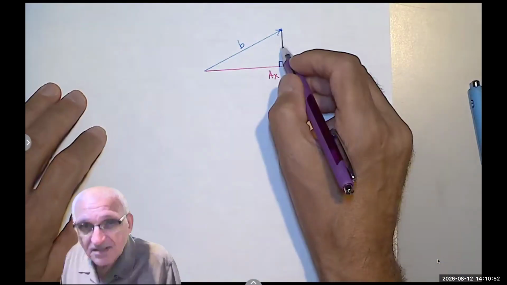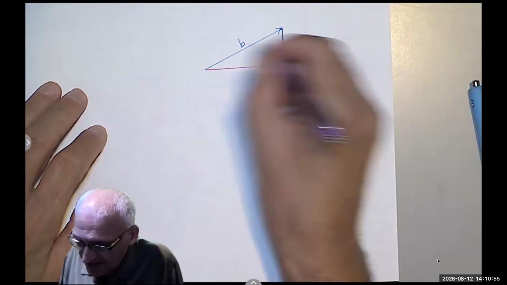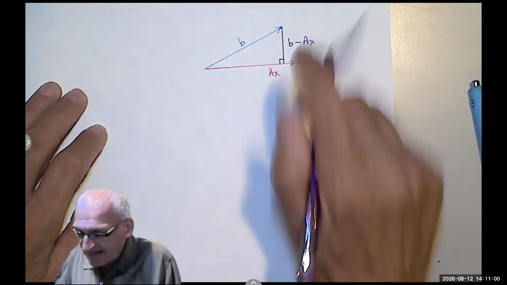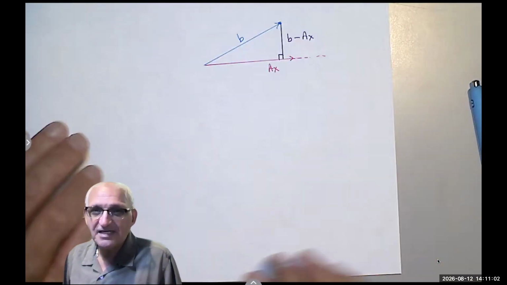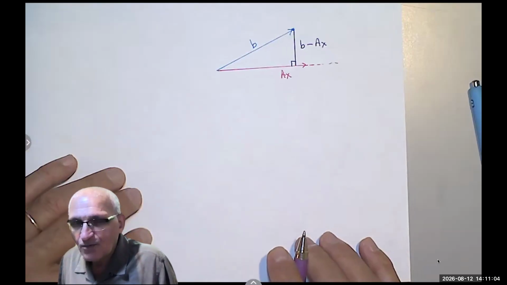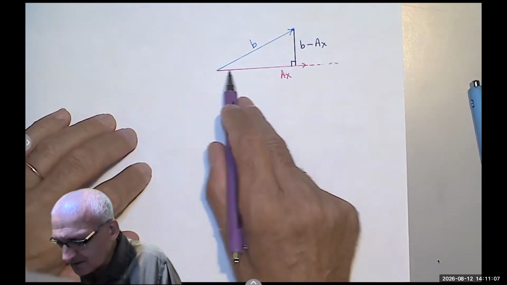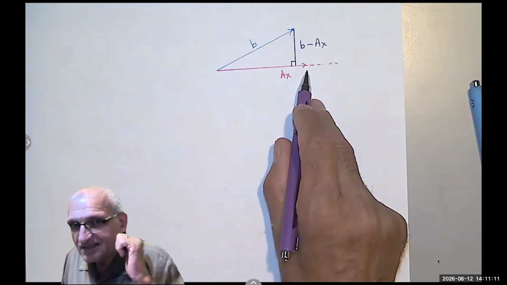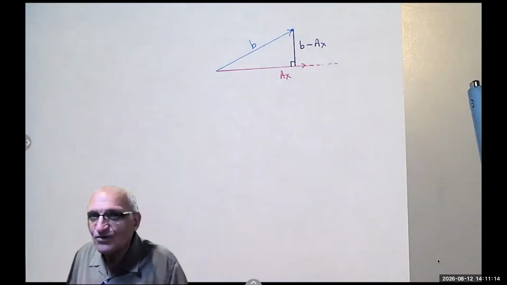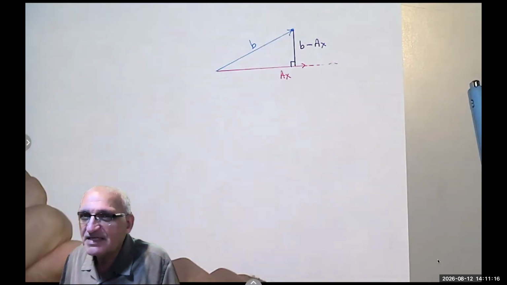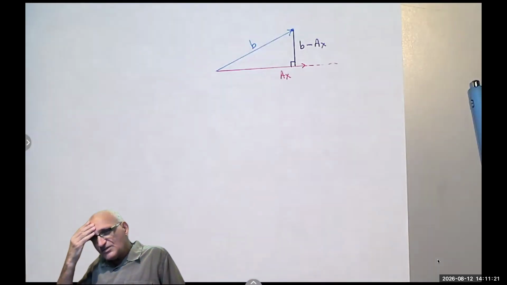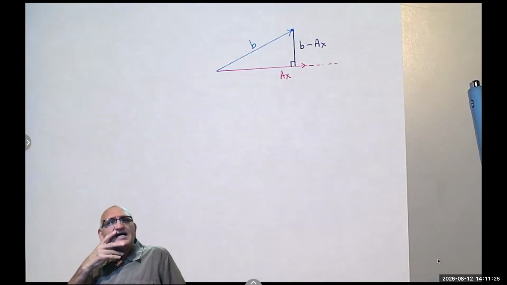But this part, remember we did that in the dot product, is the difference between the two. It's B minus AX. And that's what I can minimize if I make that perpendicular to the column space of A. Remember when we were discussing the four subspaces of a matrix, and we said one of them was perpendicular to the column space of A. Does anyone remember what that was?